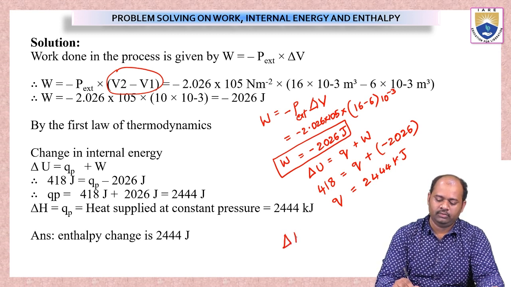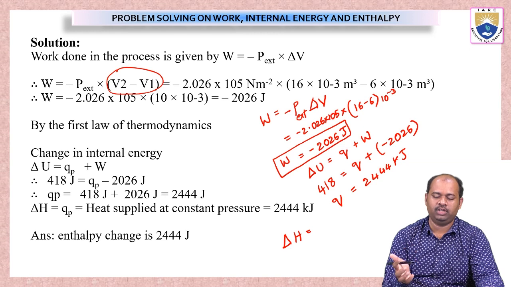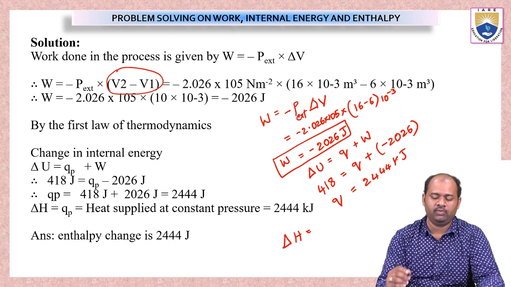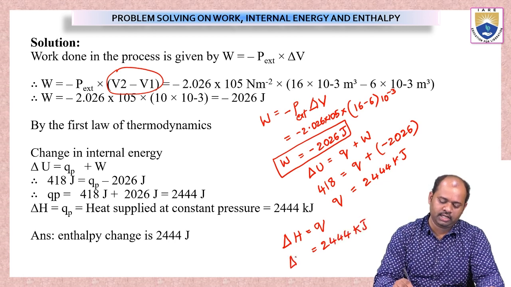Now in the question we have been asked to calculate the change in enthalpy, that is delta H. Here there is only one process taking place, that is an amount of Q is being added to the system, because we got the Q value as positive. This is the energy that is added to the system. So the change in enthalpy is directly equal to the Q value. So delta H is equal to Q, which is equal to 2444 joules. So this is the delta H value.